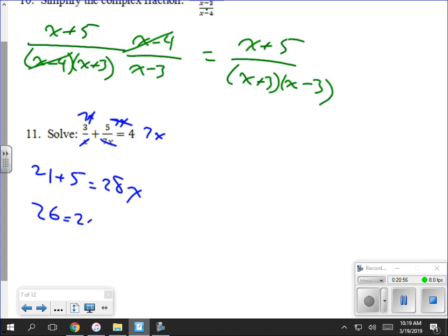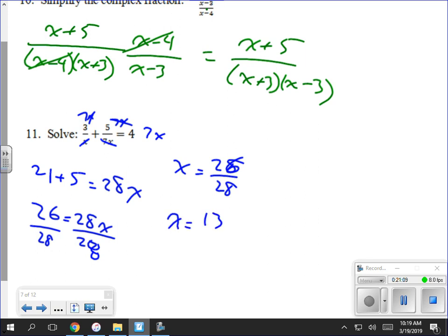26 equals 28x. Divide by 28. X equals 26 over 28, but we always reduce fractions, so we get 13/14. Always reduce fractions.